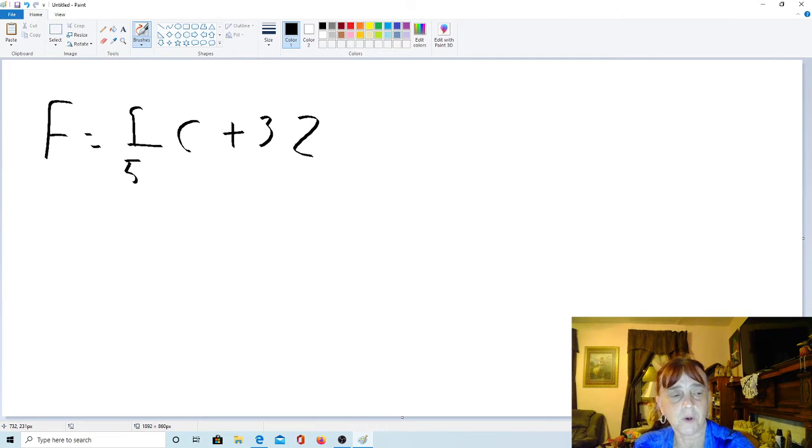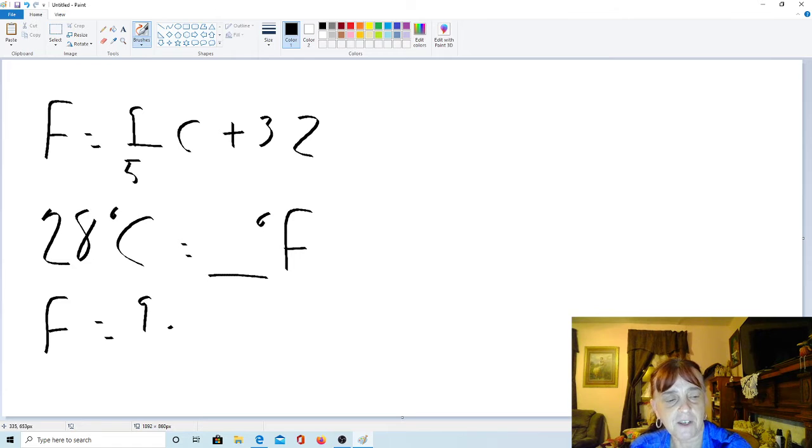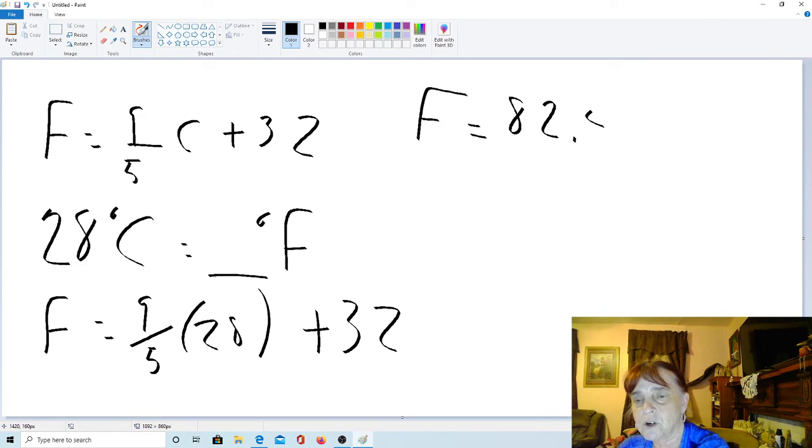So let's say it's 28 degrees Celsius, which is how many degrees Fahrenheit? So F is 9/5 times 28 plus 32. 28 times 9 is 252. Divided by 5 is 50.4. Add 32 equals 82.4. So degrees Fahrenheit is 82.4 degrees.